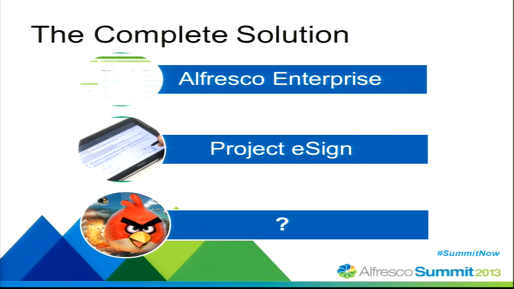So this was our complete solution. It included Alfresco Enterprise with the workflow processes in the repository and Project eSign. The solution helped dematerialize the forms, but it wasn't quite complete. And the missing part is really not the Angry Birds here.